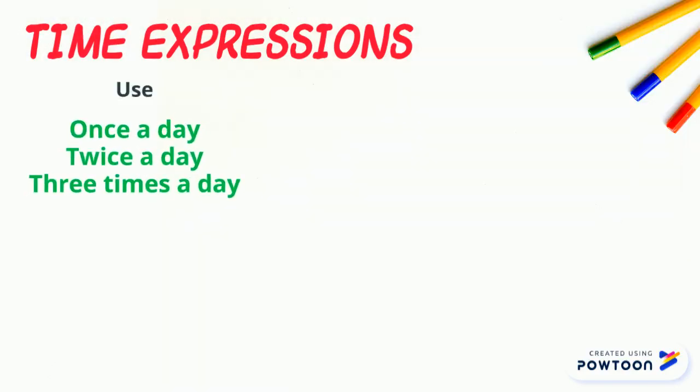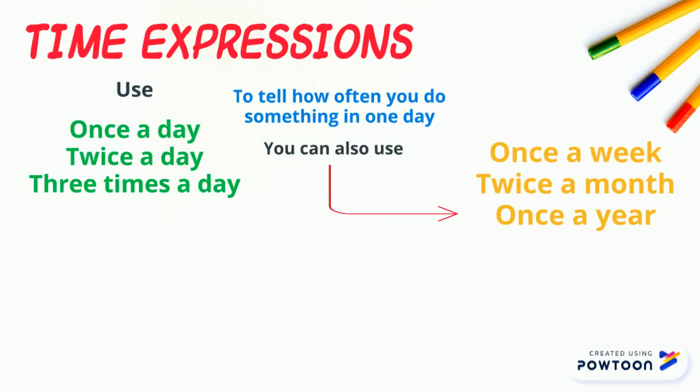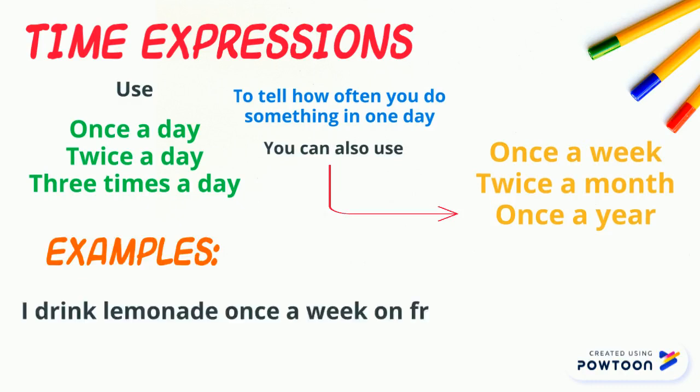Use once a day, twice a day, three times a day to tell how often you do something in one day. You can also use twice a month, once a week, and once a year. For example, I drink lemonade once a week on Fridays. I go to Irta twice a year.